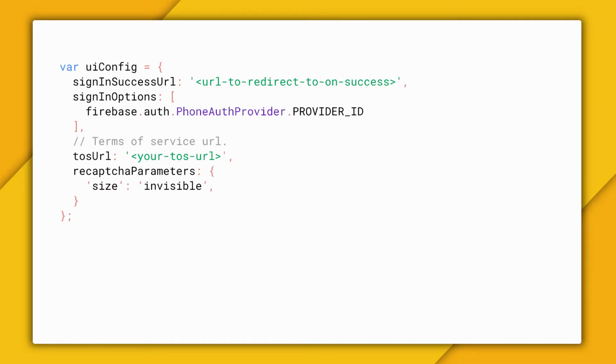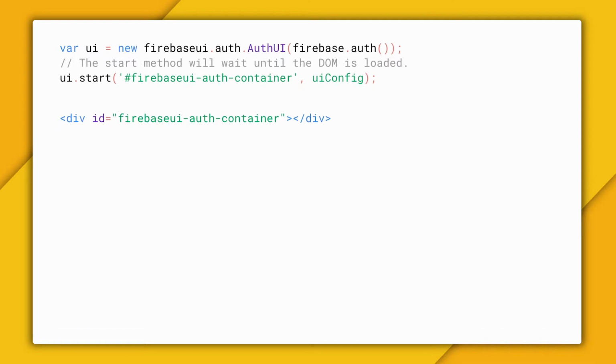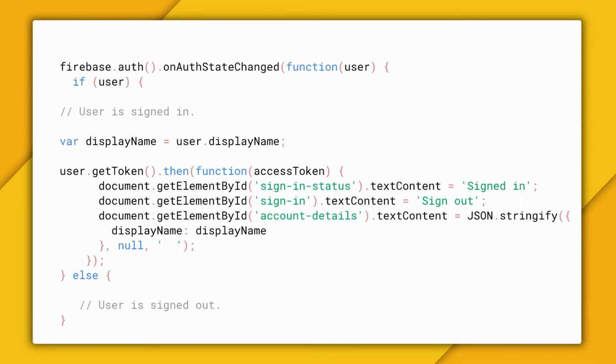Here's an example. Once that's done, you can initialize Firebase UI Auth with it and load it into a div on your page like this. You can then check the on-auth state changed for Firebase Auth to determine if the user is signed in or not. If it returns non-null, then the user is signed in, otherwise they're signed out.